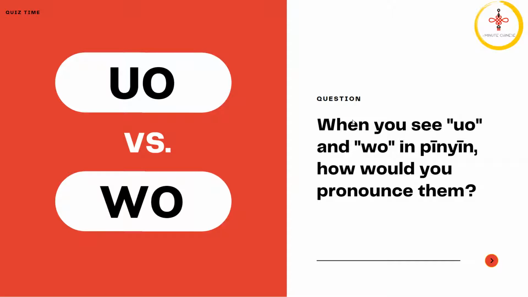Question. When you see UO and WO in Pinyin, how would you pronounce them? The answer is 窝.